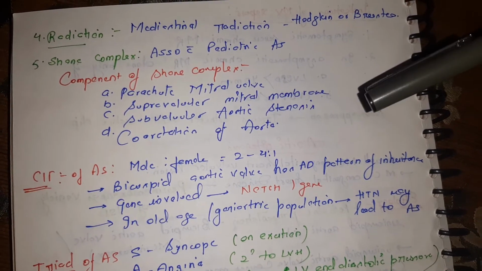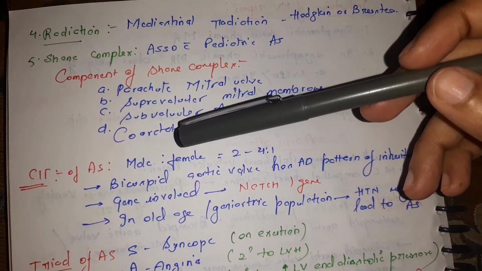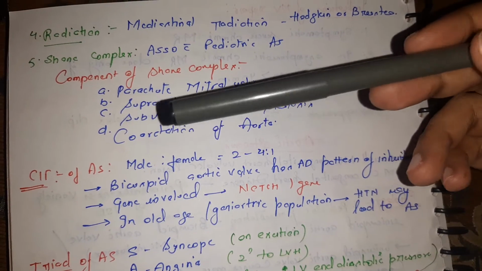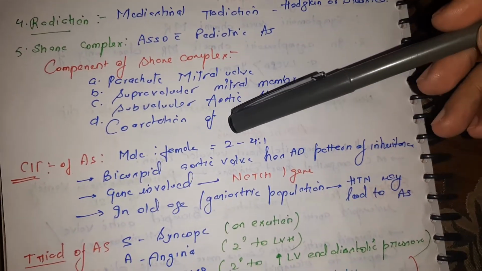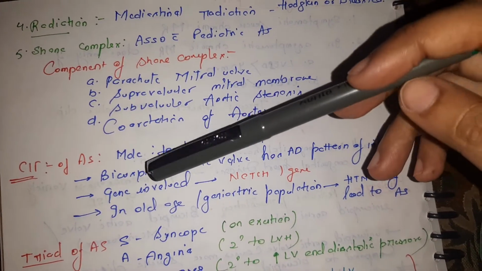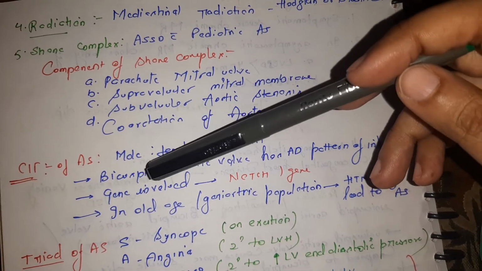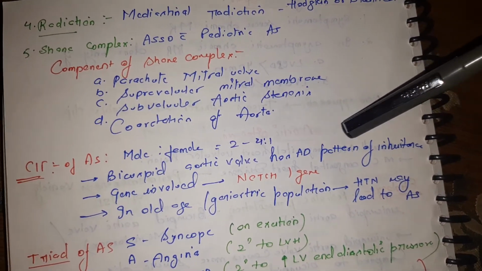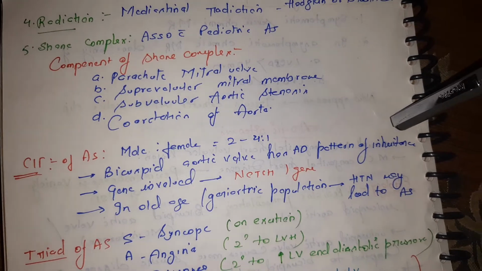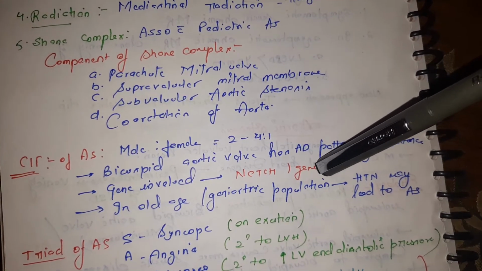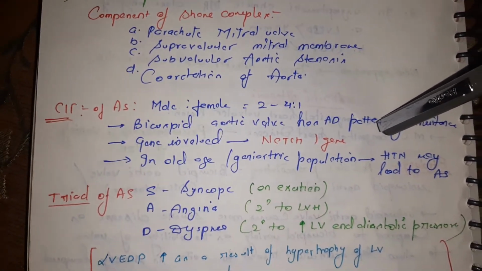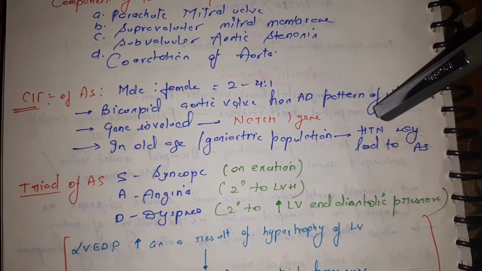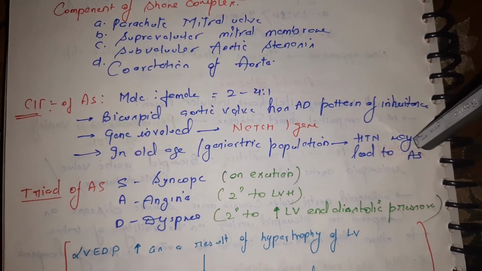As for the clinical features, it is more in females, of course. So the male to female ratio is 2 to 4 is to 1. Sorry, it is more in males. The bicuspid aortic valve has an autosomal dominant pattern of inheritance, so they can ask us about the gene, that is the Notch1 gene. In the old age geriatric population, hypertension may lead to aortic stenosis.